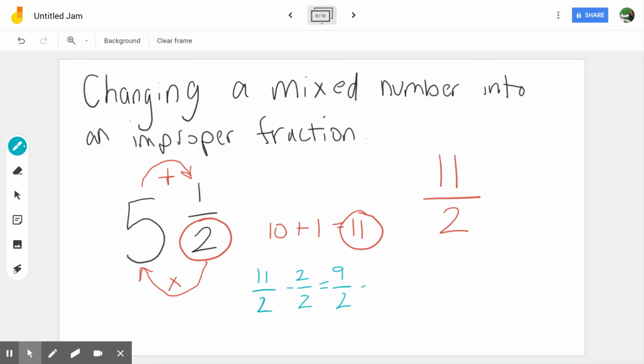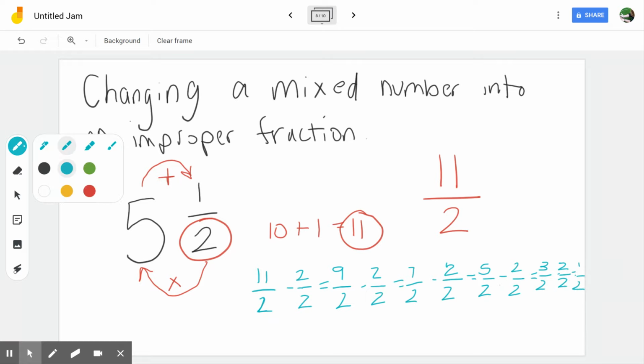Then we can subtract another whole, 2 halves, and we get 7 halves. We can do another one, minus 2 halves, and we get 5 halves. We could do another one, minus 2 halves, gives me 3 halves. And I'm going to try to squeeze it in, but we're going to do one more, and that gives me 1 half.